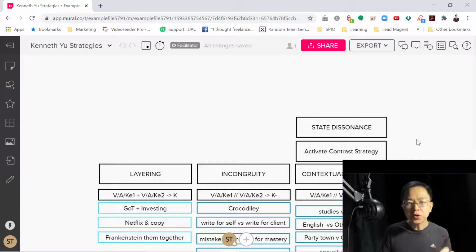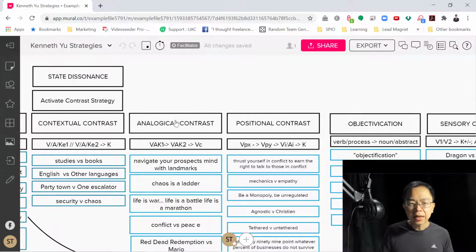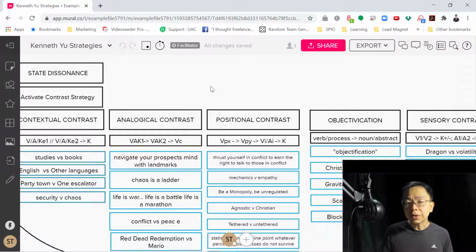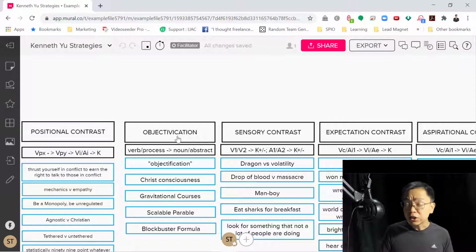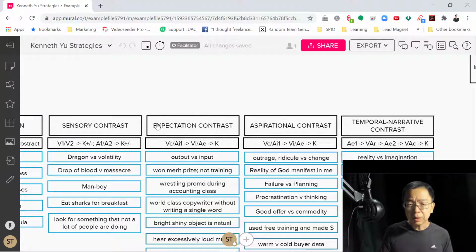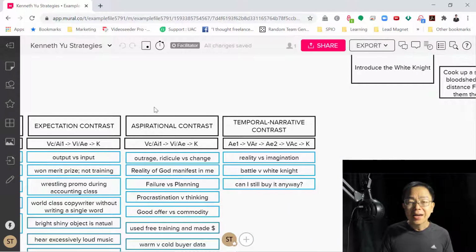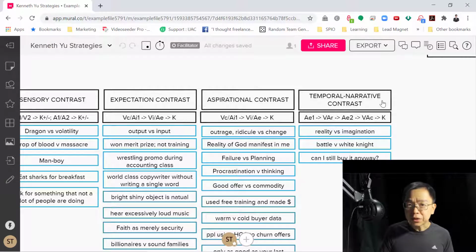I'll give you the overview. I'll explain part of the tote. And then we'll dive into the evidence. Number 1, layering. Number 2, incongruity. Number 3, contextual contrast. Number 4, analogical contrast. Number 5, positional contrast. Number 6, objectification. Number 7, sensory contrast. Number 8, expectation contrast. Number 9, aspirational contrast. And number 10, temporal narrative contrast. I'll explain what they are bit by bit.